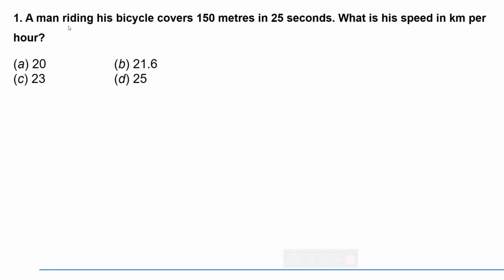First question. A man riding his bicycle covers 150 meters in 25 seconds. What is his speed in km per hour? They are given the distance covered and the time taken. So they are asking the speed. But they are asking in km per hour.